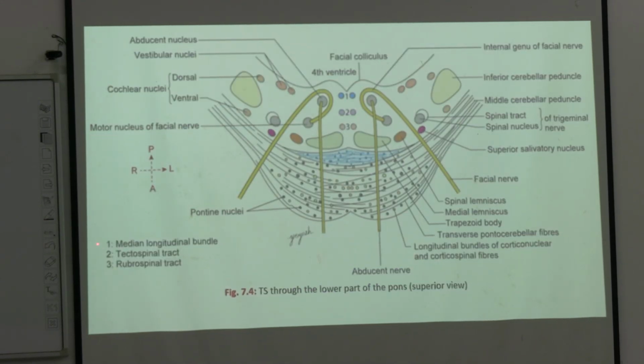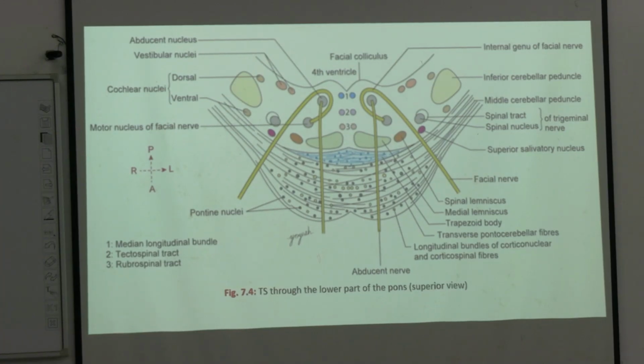We remember the medial longitudinal bundle because it is important clinically, this green one on top. Number 2 and number 3 are the rubrospinal and tectospinal tracts. They are important, but the medial longitudinal bundle is the important one for us. We will talk later about why number 1 is important clinically. The tectospinal tract goes from the tectum to the spinal cord, and the rubrospinal tract goes from the red nucleus of the midbrain to the spinal cord.